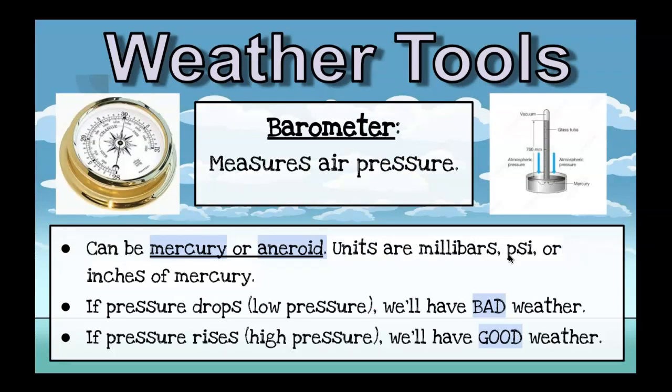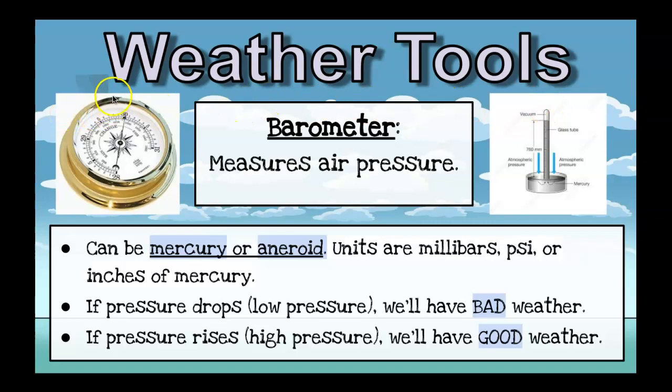The first weather tool we're going to talk about is a barometer. A barometer measures air pressure, or barometric pressure. It means the same thing, okay? So you can have a mercury barometer or an aneroid barometer. This one right here with the chamber, you see this little chamber? That could be a mercury barometer. The mercury rises or falls based on the air pressure. So if the pressure drops, then the mercury drops. If it's high pressure, the mercury rises high.